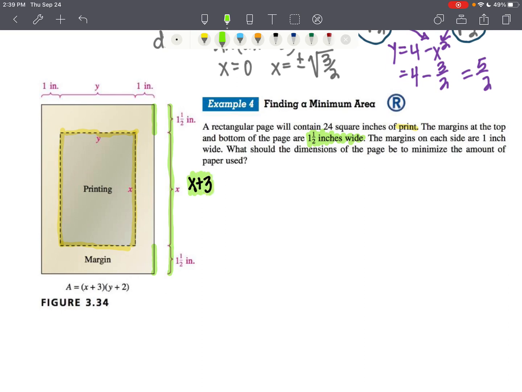Then we've got the margins on the side. So the margins on the side are 1 inch and 1 inch. Well, we had y. If we add an inch on both sides, that means this whole thing is going to be y plus 2. What should the dimensions of the page be, so the entire page, to minimize the paper used? So if we want to minimize, the paper has dimensions of x plus 3 times y plus 2. That's this formula right here, and that's the one that we're going to want to minimize.